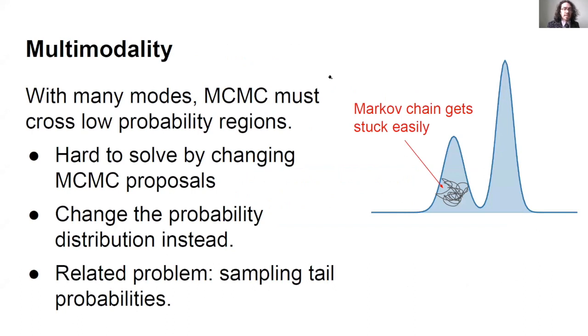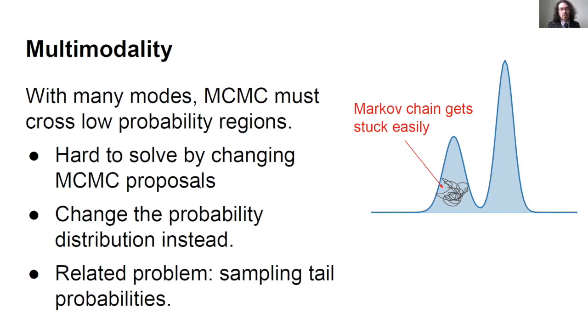Now I'm going to talk about multimodality a little bit. This is the other problem. In multimodality, the issue is that if the probability distribution I'm sampling has many high likelihood regions separated by low probability regions, then it's very easy to get trapped in one of the high probability regions, because to pass out of it, by definition, I have to go through a low probability region. And this is rather hard to solve by changing only the proposal density, although I'm going to talk a little bit about one method to do that, replica exchange.